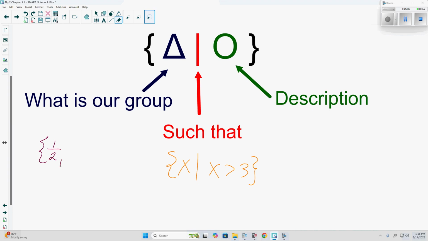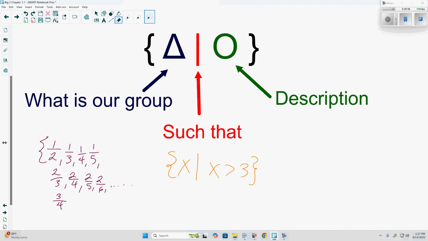1 over 2, 1 over 3, 1 over 4, 1 over 5, 1 over 6. I can do 1 over every number. Infinite number of numbers, yes? Then we can say, because we won't say 2 over 1, so 2 over 3, 2 over 4, which would reduce to a half, 2 over 5. We can fit all those, yes?